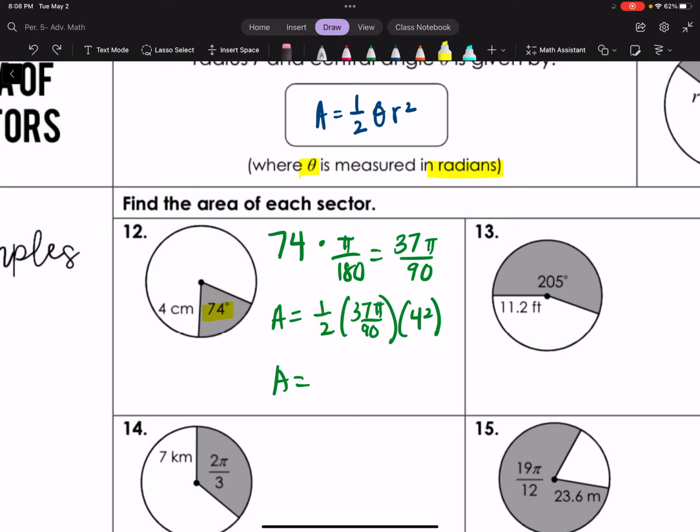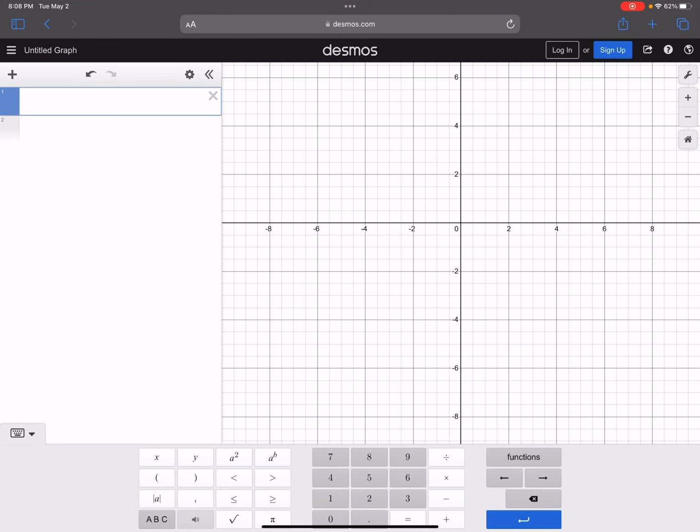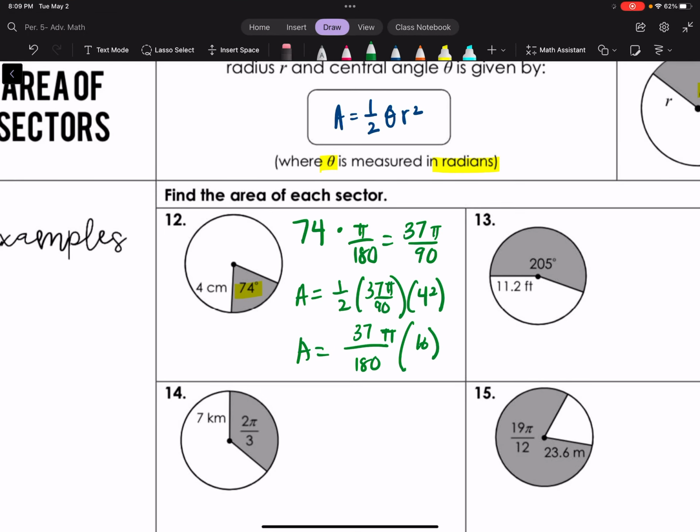Obviously you can multiply this fraction with this fraction first if you'd like. 1 times 37 gives us 37, and then 2 times 90 gives us 180. So you'll get 37 pi over 180 times 4 squared, which is 16. At this point, you can just go onto your calculator and type in 37 pi over 180, move the arrow off to the side, times 16, and get that decimal of approximately 10.33, which will just round to A is equal to 10.3, and this is centimeters. Since we are talking about area, it'll be centimeters squared.